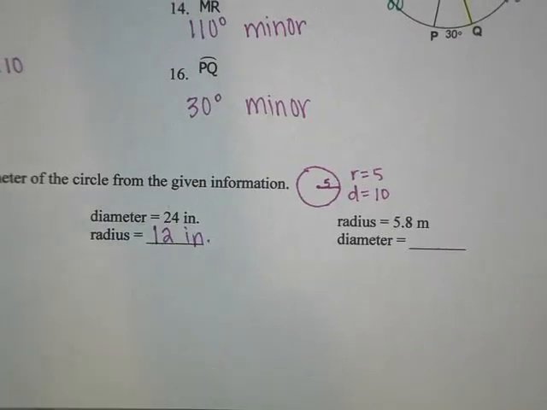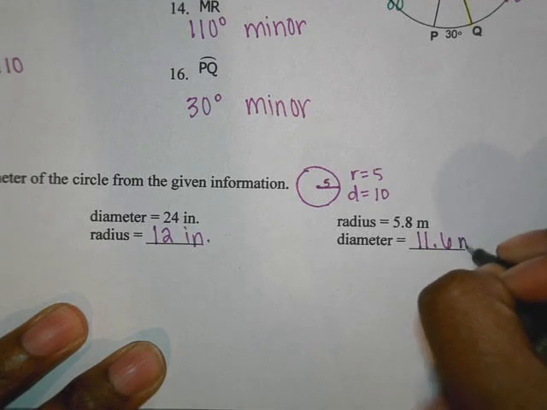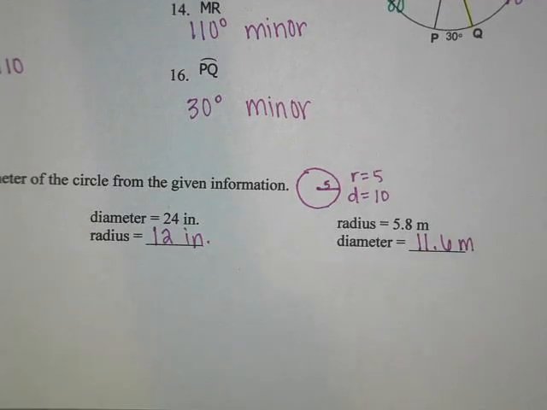And then my last one, my radius is 5.8 meters. So if I multiply that by 2, my diameter is going to be 11.6 meters. So depending on what you have, your radius or your diameter, you're either going to divide by 2 or multiply by 2. Just always know that your radius is less than your diameter.